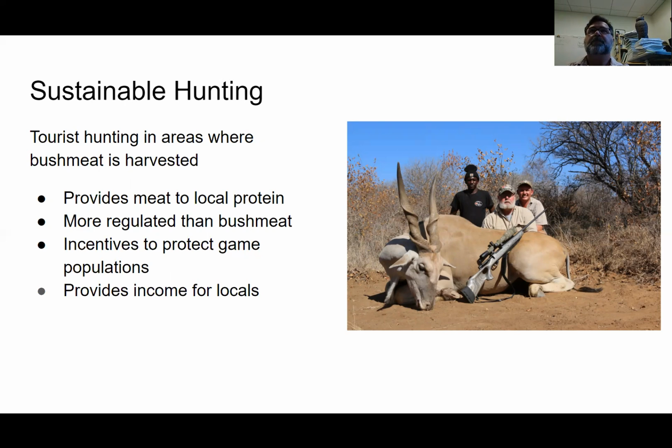The animals that might be hunted for bushmeat are protected on game areas. So by protecting the kudu for tourist hunting, you're also protecting many of the other species that are found in that land, and it provides income for locals who serve as guides.